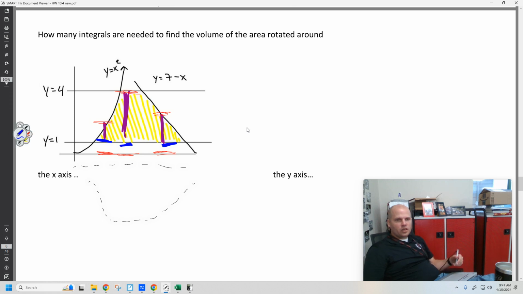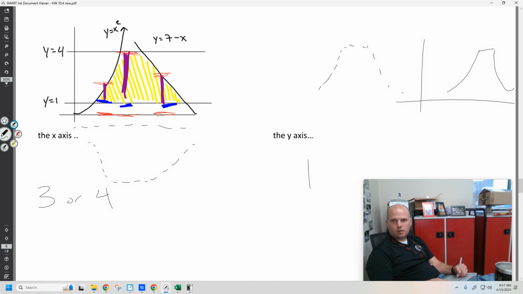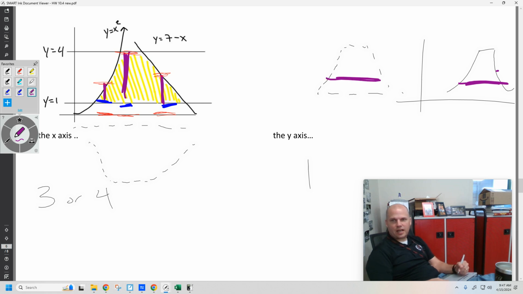So I'm revolving this around the y-axis. I only need 1, because if I'm spinning this around the y-axis, I see the right and the left, the outside and the inside will stay consistent. The outside is always going to go to 7 minus x. Those are the outer radiuses. The inner radiuses are always going to go to the x squared.